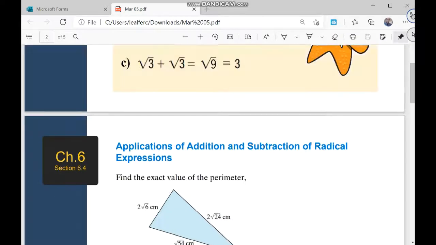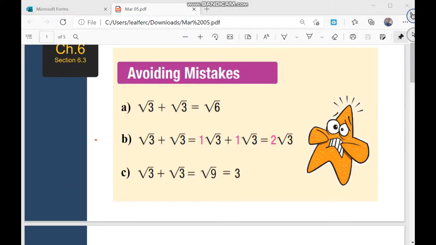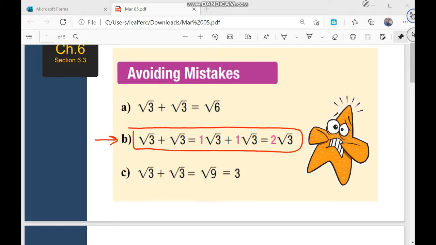The right answer is going to be letter B. This is how you add. The first one is wrong. The second one, only if it was a multiplication, would be right, but it's not a multiplication, it's an addition, so it's also wrong. The right answer is option B: 1 square root of 3 plus 1 square root of 3 equals, of course, 2 times square root of 3.